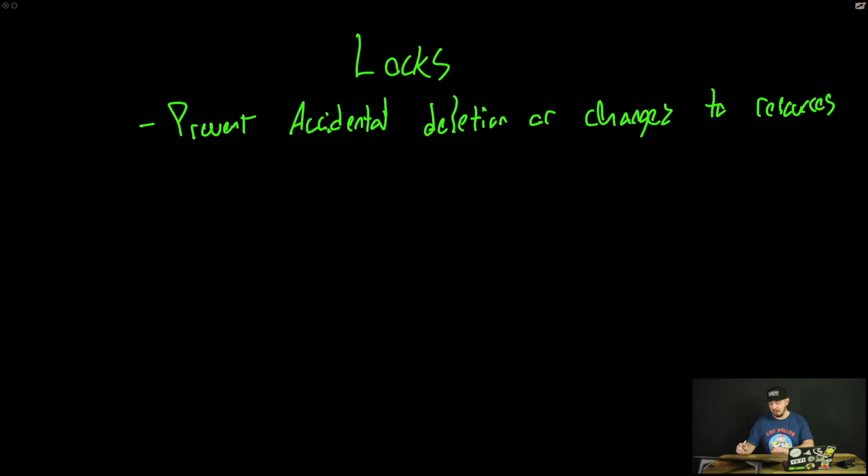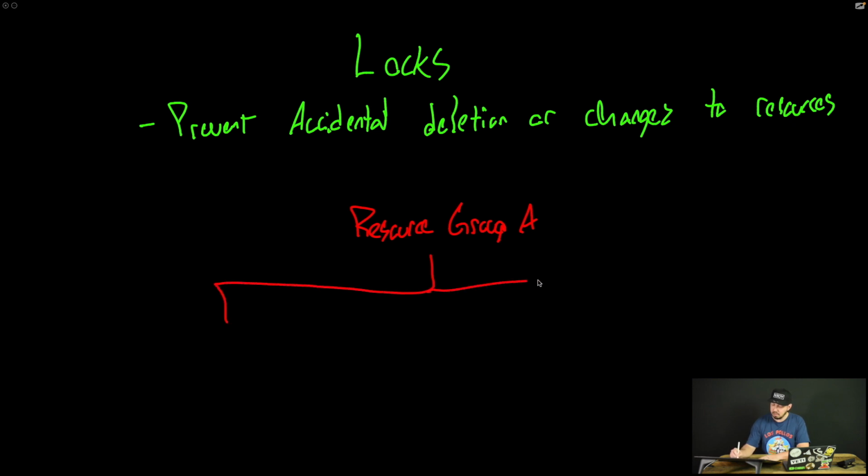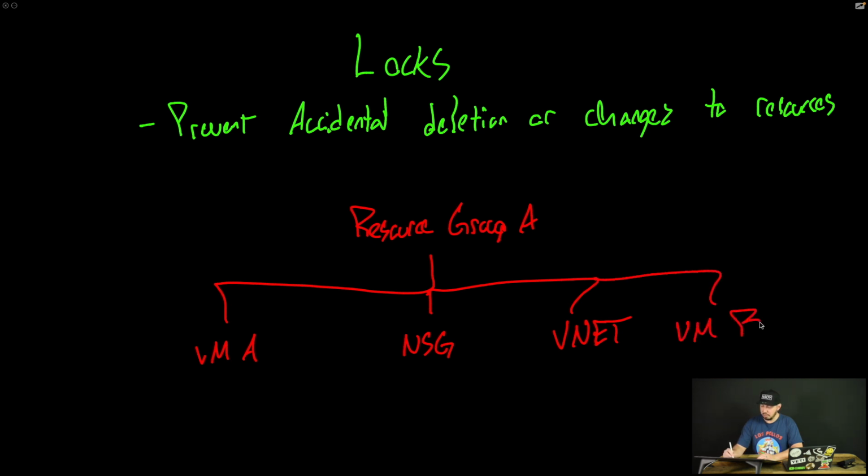So let's say we have in our environment a resource group. I'll write a little slower so you can actually read it. I'll say resource group A. And inside of this, I have resources, right? We'll say I have VM A, I have an NSG, that's essentially firewall policy. We'll talk about that more, I'm sure, in another video. And let's say I have a VNet or a virtual network. And maybe we even have another VM B, right? So that's what's in resource group A.